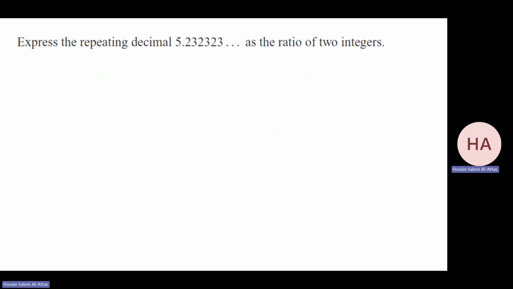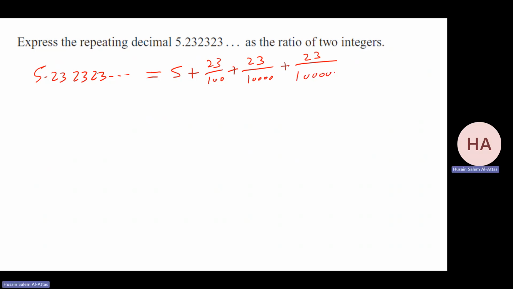Express this repeating decimal as a ratio of 2 integers. What is something before? That 5.232323... That will be 5 plus 23 over 100 plus 23 over 10,000 plus 23 over 1,000,000. The 5 is not related to that.